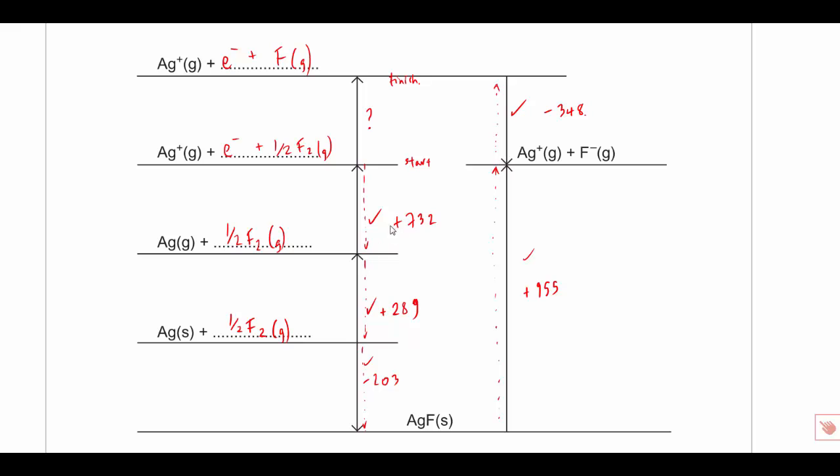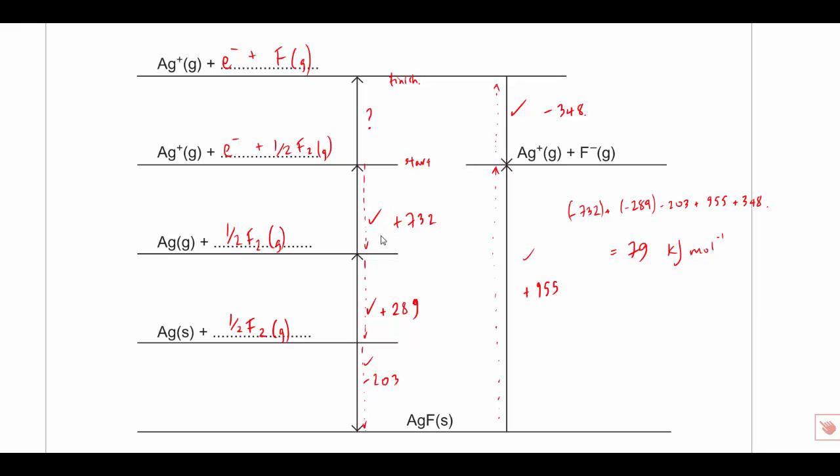So we're starting there. We're going against this one, against the arrow, so we're going to reverse the sign. So it's going to be minus 732, added to, against this one, minus 289. We're going with this one, so it's just minus 203. Or you could say add minus 203, whatever. Add minus 955 because we're going with that one. We're going against here, so we reverse that, so it's going to be add 348. And that's going to come to a total of 79 kilojoules per mole for that change.